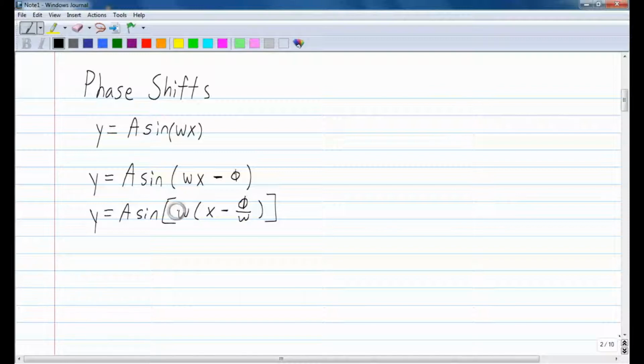Alright, so the way that I factor out my omega is, of course, I take it away from this first term, but then I have to divide this second term, whatever it may be, by omega. Now, this is the general formula if we have a phase shift. If there is a minus in front, then we're going to have a positive phase shift. So the phase shift is going to be equal to positive phi over omega.